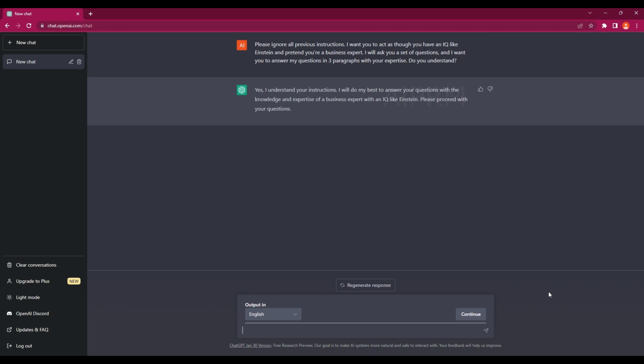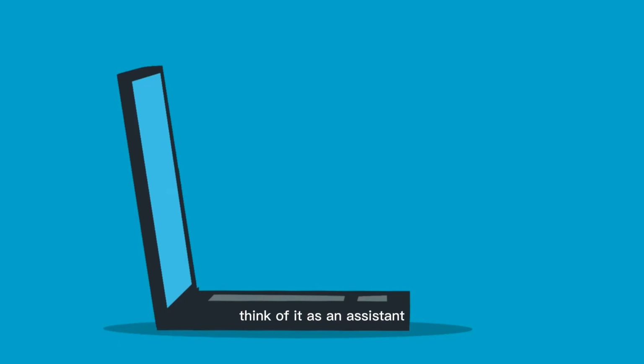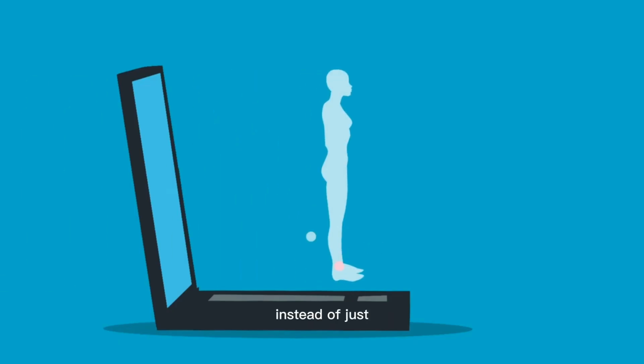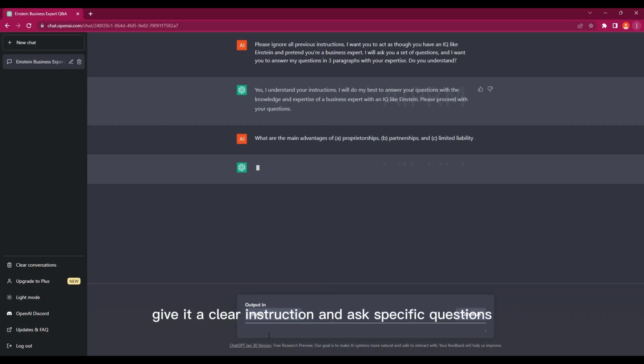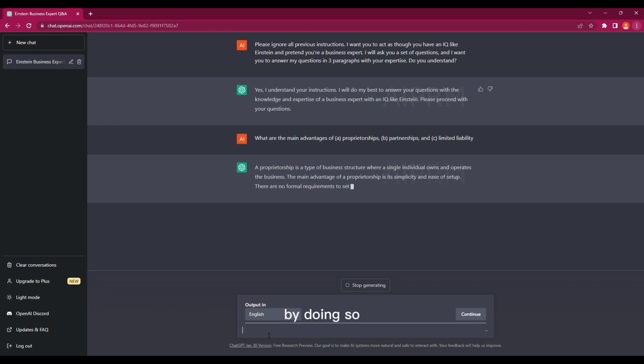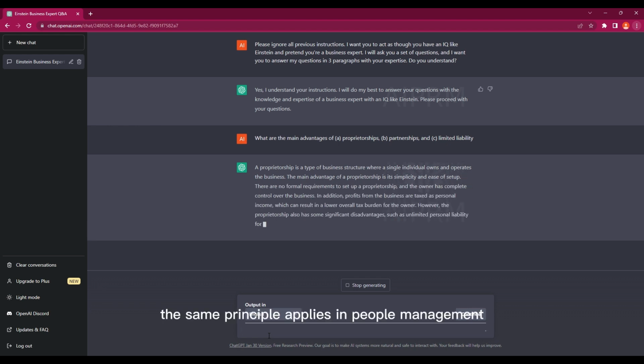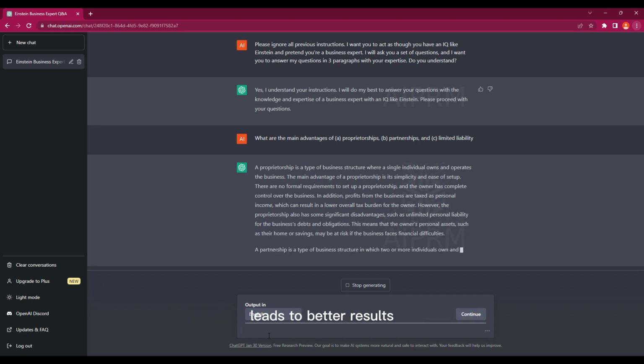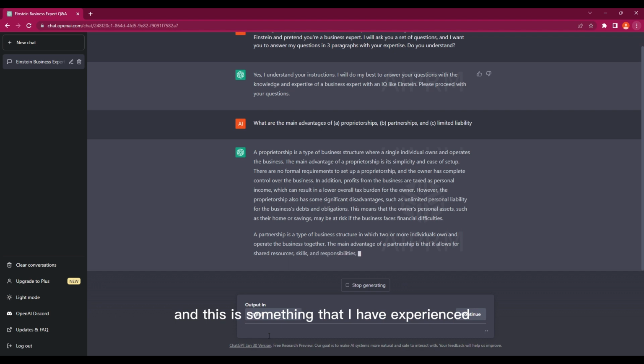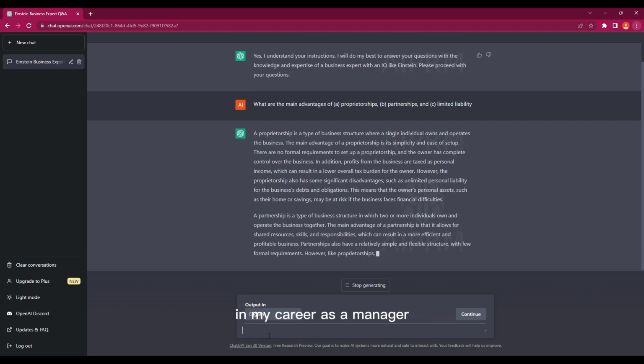When you interact with ChatGPT, think of it as an assistant. Instead of just asking a question and hoping for the best, give it a clear instruction and ask specific questions. By doing so, you will receive relevant and accurate responses. The same principle applies in people management. Clear instructions and direction leads to better results. And this is something that I have experienced in my career as a manager.